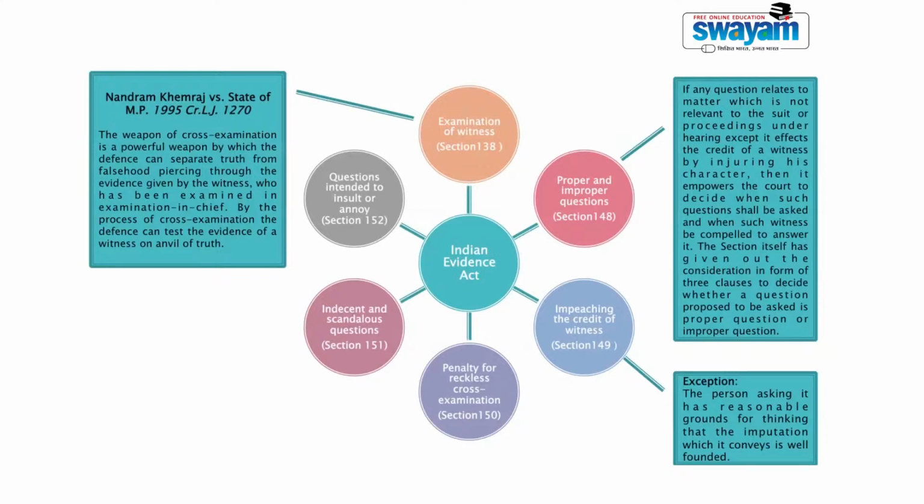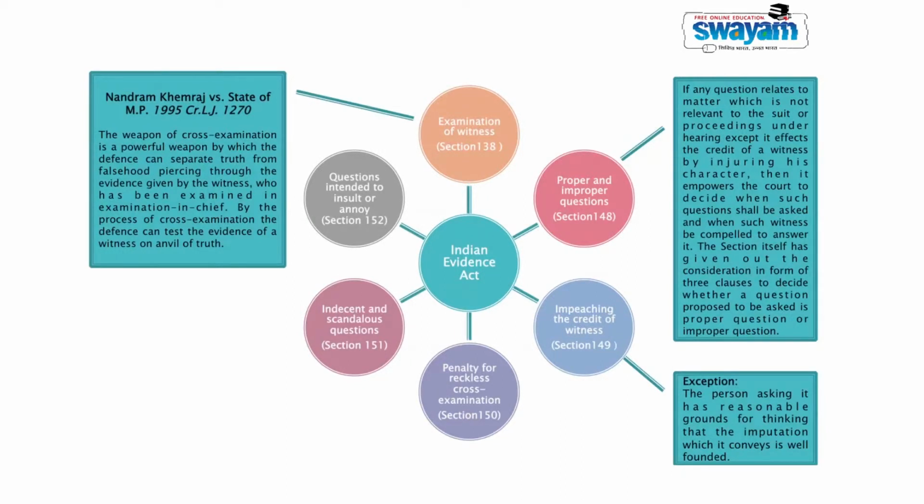As far as case law is concerned on this particular section, in Nandaram Khemraj versus State of MP, 1995 CRLJ 1270, the Supreme Court observed that the weapon of cross examination is a powerful weapon by which the defense can separate truth from falsehood, piercing through the evidence given by the witness who has been examined in examination in chief.